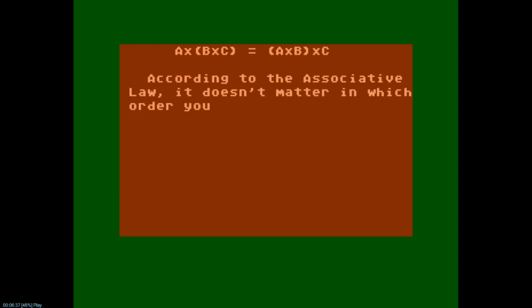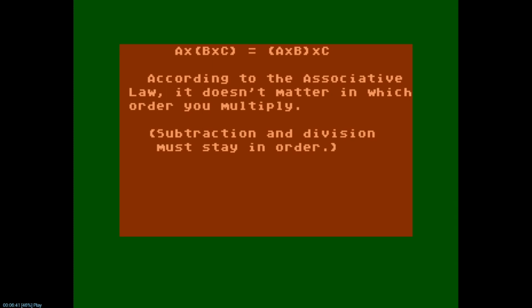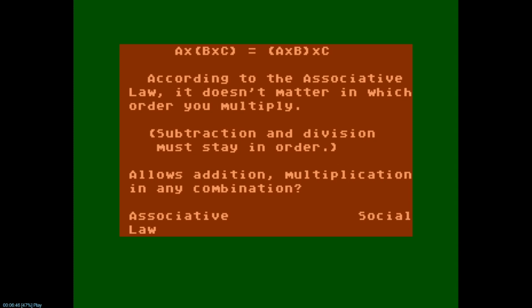Also, a times the product of b times c is the same as the product of a times b, times c. According to the associative law, it doesn't matter in which order you multiply. However, subtraction and division operations must stay in order. Which law allows addition or multiplication operations in any combination?